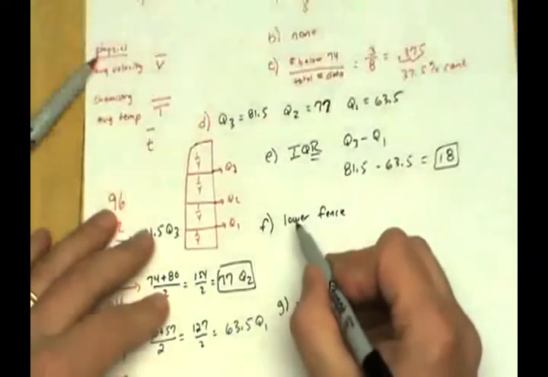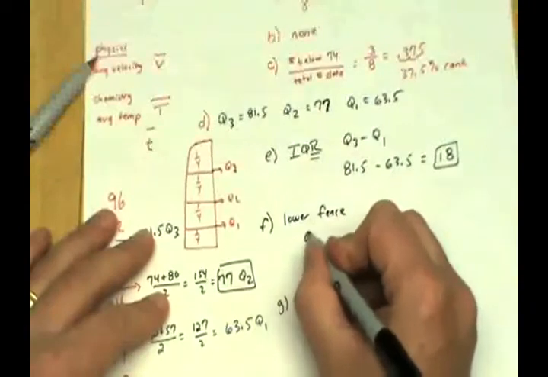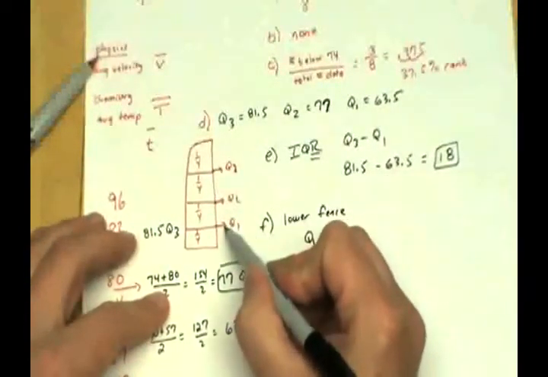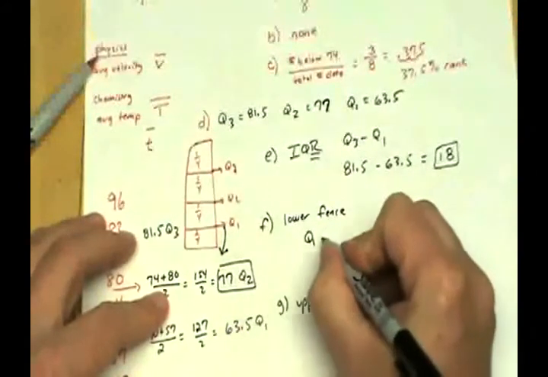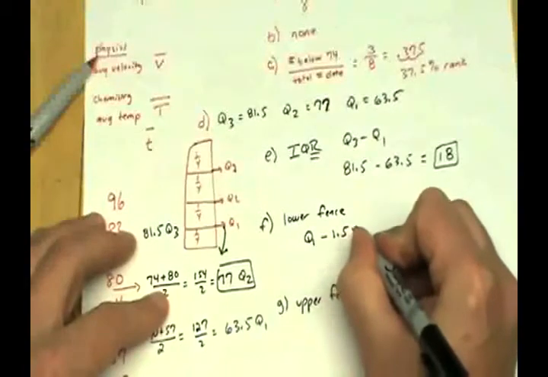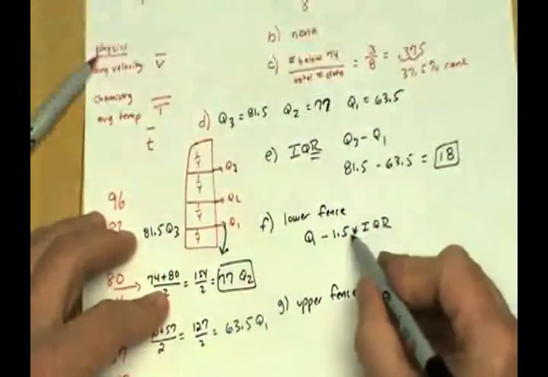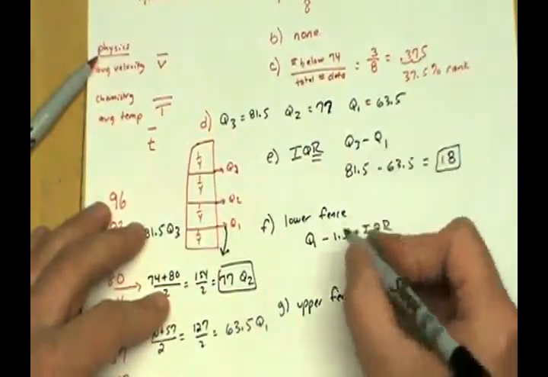So lower fence. Now, think of the word lower. So you start with the lower quartile. So we're looking at Q1 as the lower quartile. And to get outliers, you want to go lower than that. So you're going to subtract, and it's always 1.5 times the interquartile range. So it's always 1.5. That's just a statistical formula. So we're going to take Q1, which is 63.5.